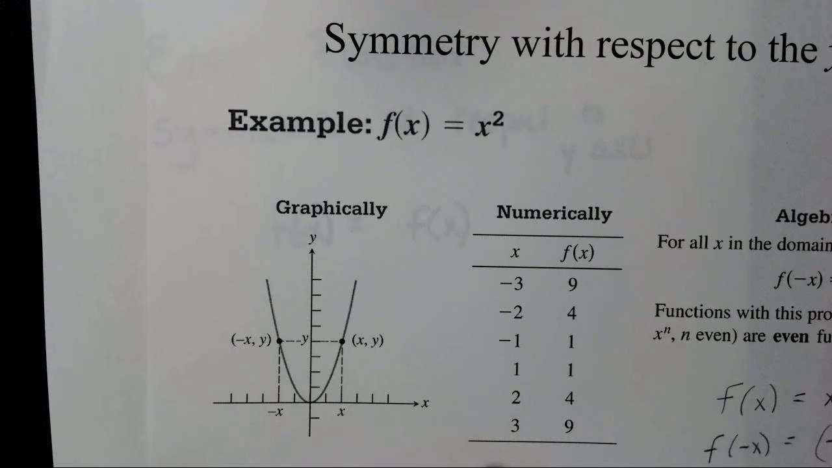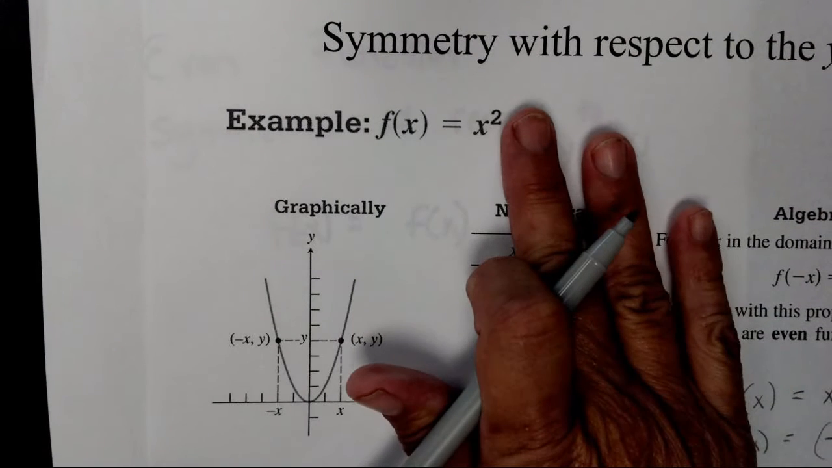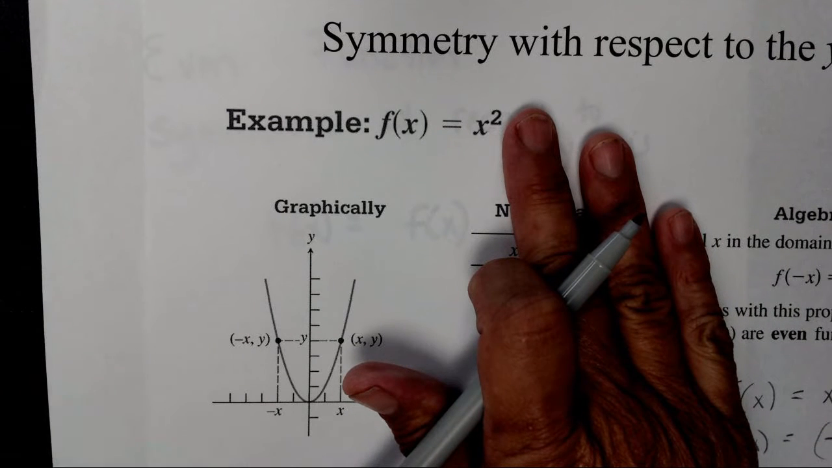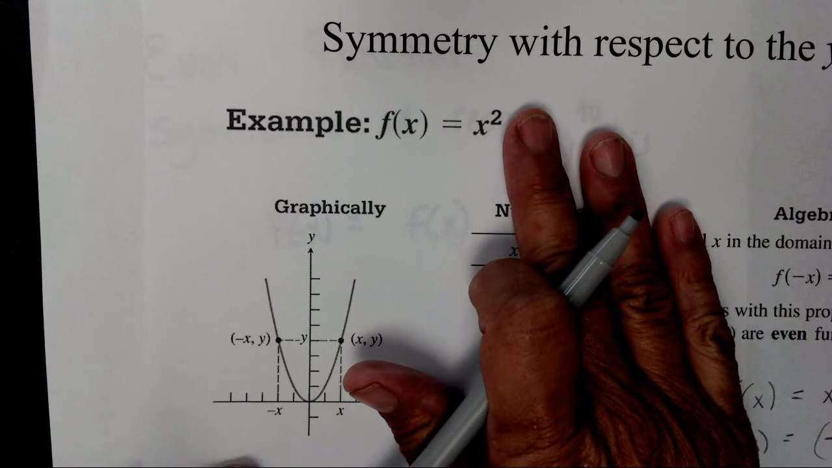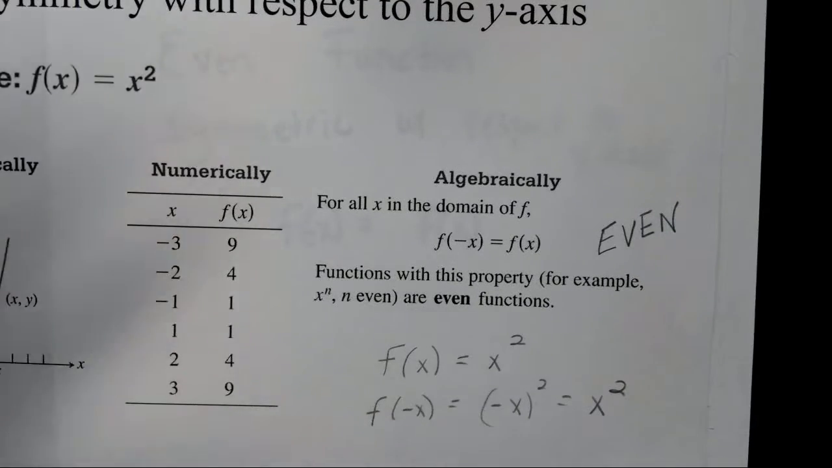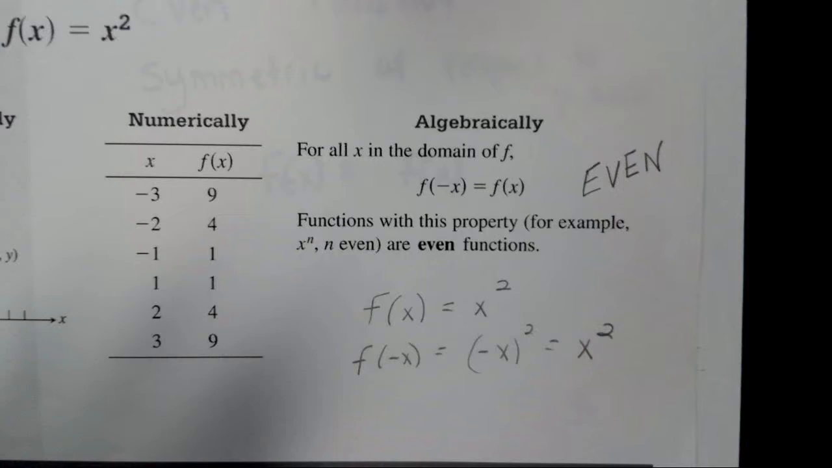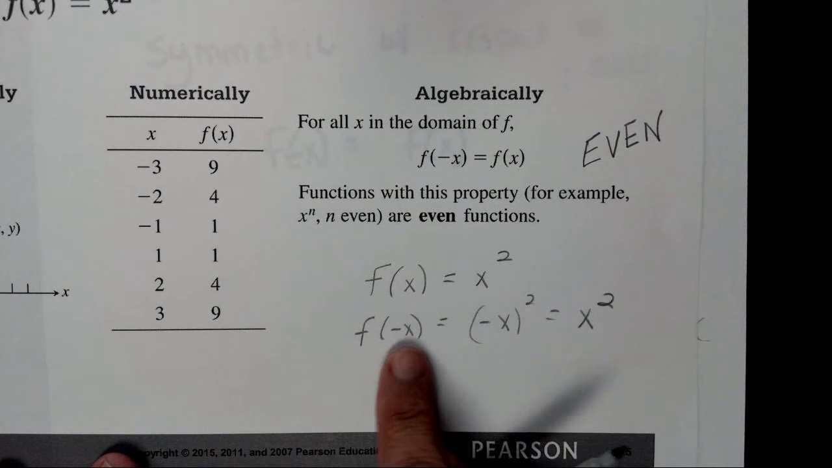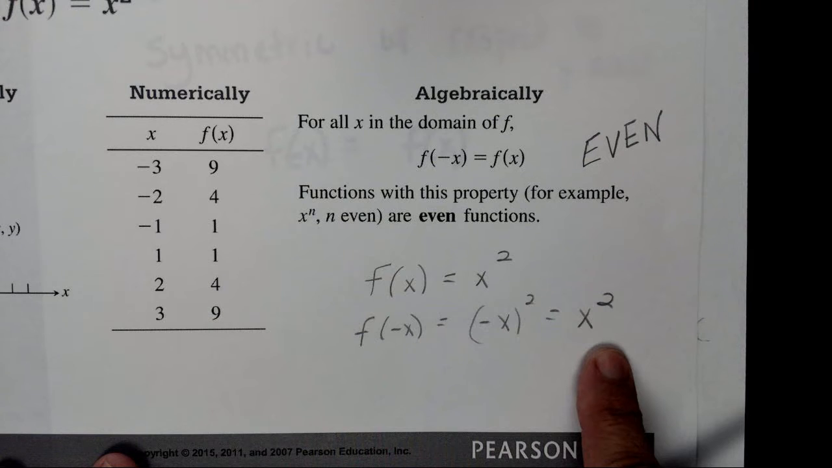It is an even function. So if all I'm looking at is the picture, I don't even need the equation. Can I tell it's even because it has symmetry with respect to the y-axis? Okay? If I don't have the picture, then I can say, okay, if I can replace x with negative x and get the same thing, then that's going to make that function even.